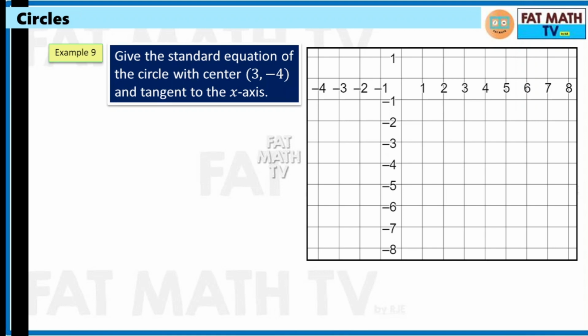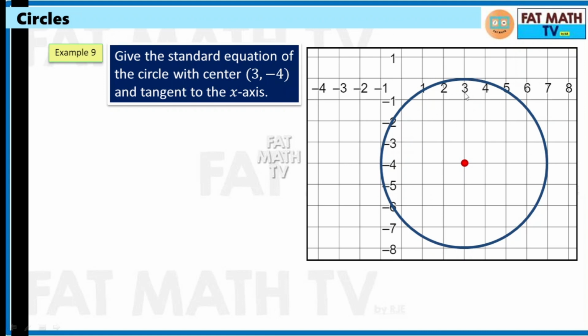Okay, so the center is at 3, -4. That is on the fourth quadrant. This one here. And tangent to the x-axis. So this is the x-axis here. So we should touch the x-axis at only one point. So here. We should touch the x-axis here to satisfy the given condition. So it should touch the x-axis only here at 3, 0, so that it touches the x-axis at only one point.